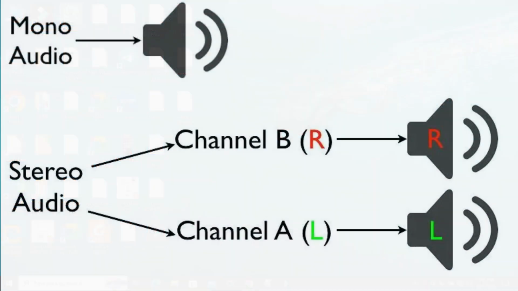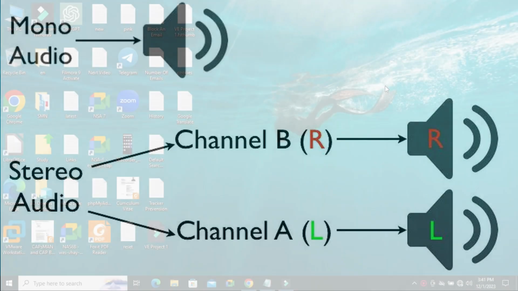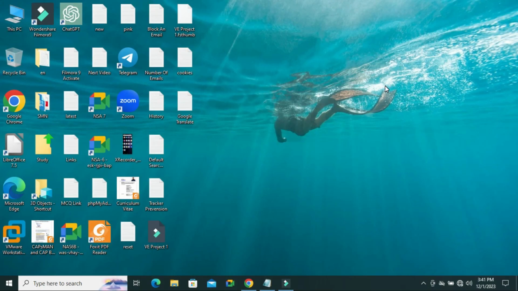Mono audio is a combination of left and right channels within a single channel, while stereo audio is two-channel audio, one left channel and another one the right channel. Now I'm going to show you how to turn on or off mono audio.